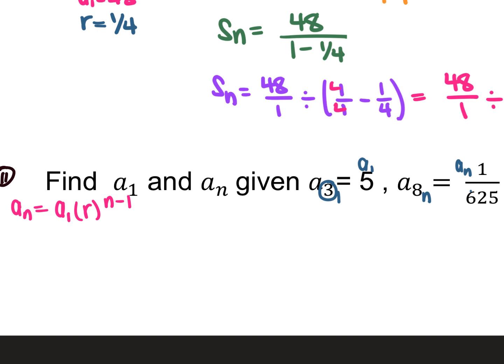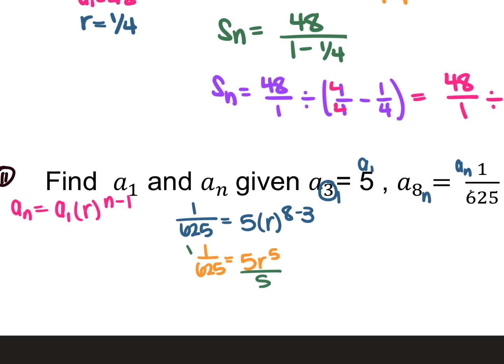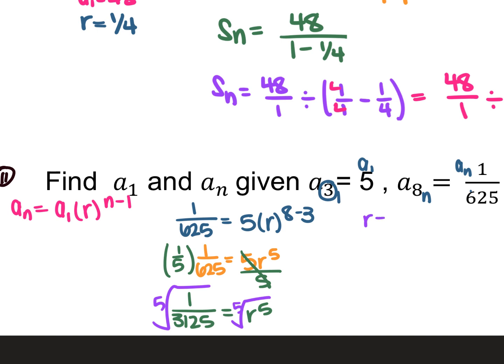So that means that we are going to have 1 over 625 is equal to 5 times r to the power of 8 minus 3. That 8 minus 3 is 5, so that's 1 over 625 is equal to 5r to the power of 5. We're going to divide each side by the 5 or multiply by the reciprocal. So that's going to give us 625 times 5, 1 over 3125 is equal to r to the 5th power. We're going to take the 5th root of both sides here, and we get that r is equal to 1/5.